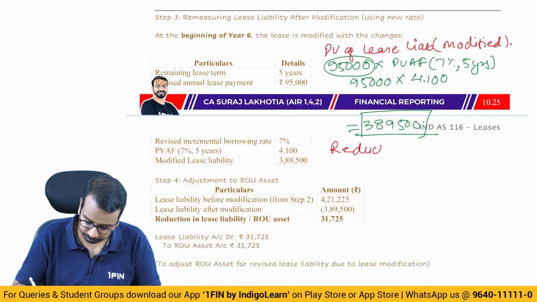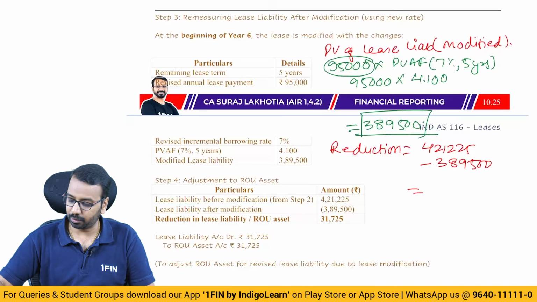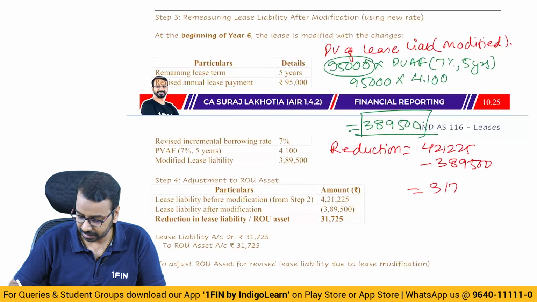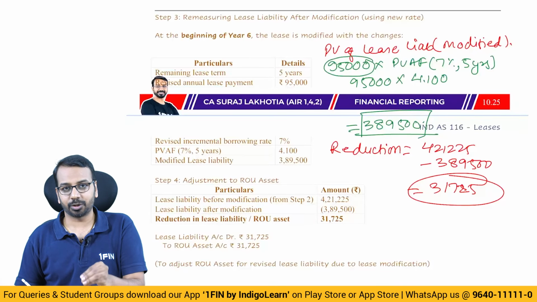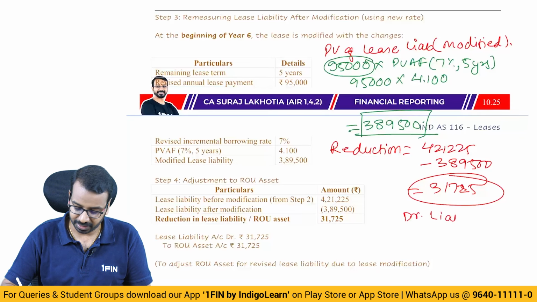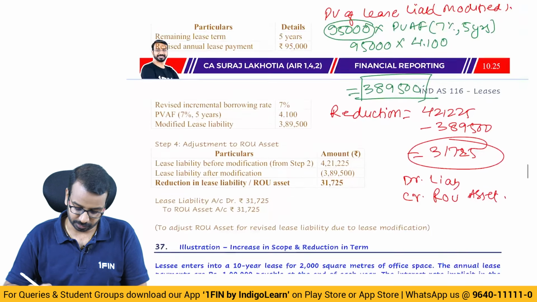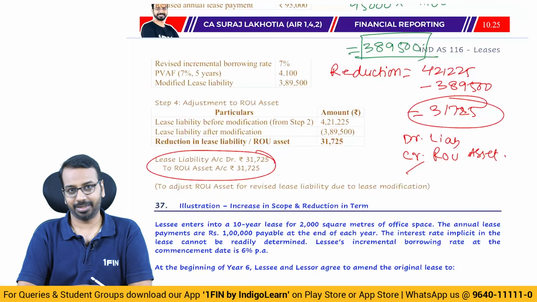Reduction is equal to 4,21,225 minus 3,89,500. This is equal to 31,725. Now, this reduction in liability is a remeasurement. So, we will reduce the liability, means we will debit liability. Credit what? Credit right of use asset. No impact to P&L. So, we will pass this accounting entry and we will do the necessary adjustments.